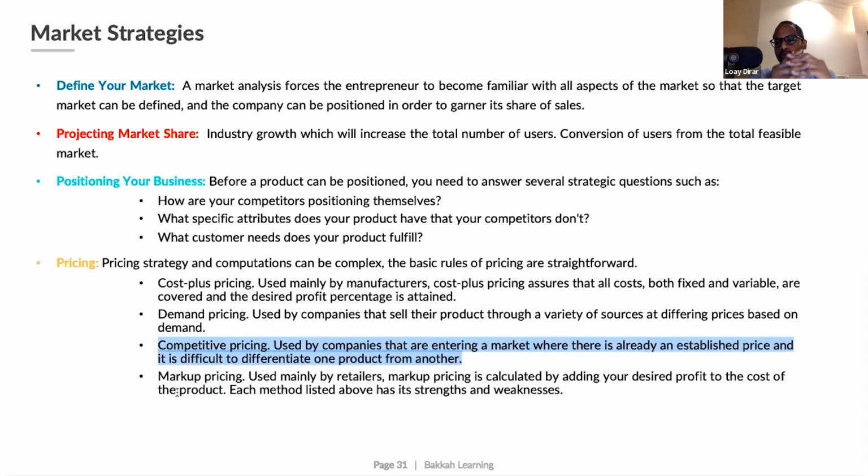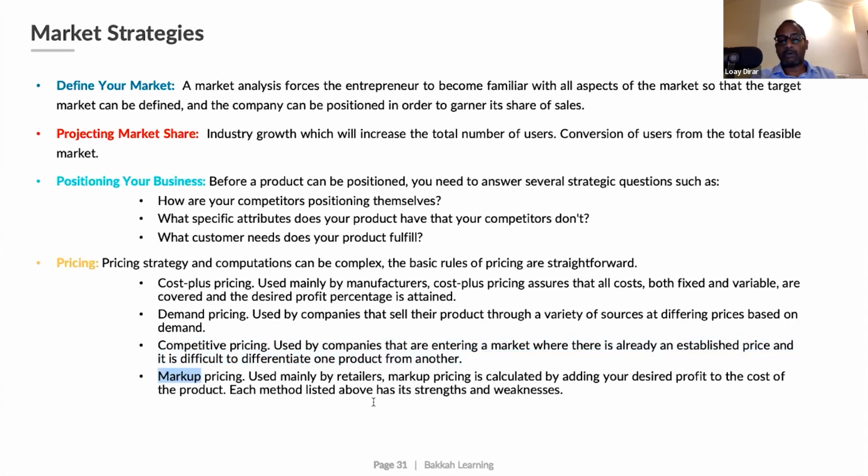This will help to lower your production costs, and definitely it's going to help you to sell with the minimum profit margins, because at the end you're making million outputs. This is one way. And finally, markup pricing, used mainly by retailers. Markup pricing is calculated by adding your desired profit to the cost of the product.